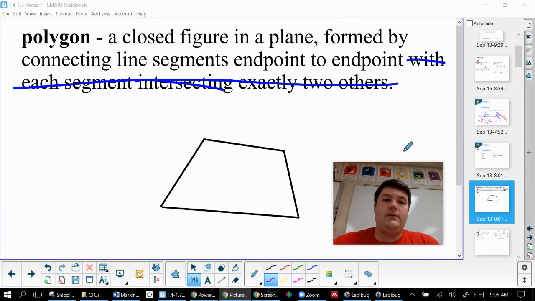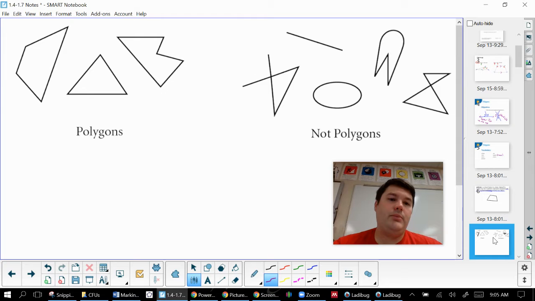A polygon is a closed figure in a plane formed by connecting line segments endpoint to endpoint. Now, the part that I crossed off definitely has to be true, but if you don't want to write that part down, that's fine. Each segment intersects exactly two others. I don't really see how you could do that with more than that, but that's a polygon.